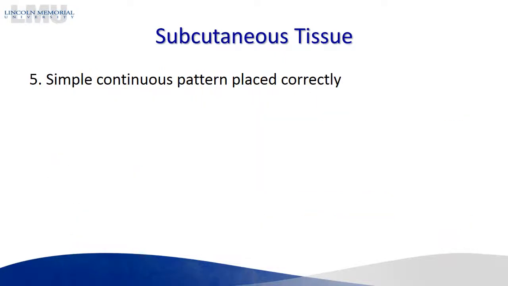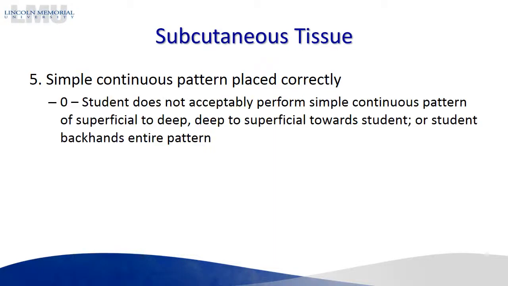The fifth item on the checklist is that the simple continuous pattern was placed correctly. And so this is whatever happens in between that first knot and that second knot. So an example of a 0 is going to be a student who did not acceptably perform that pattern. And when they're performing that pattern, you should see them taking bites superficial to deep on the side opposite them and deep to superficial on the side near them, so they're grasping a good bit of sub-Q in those sutures.